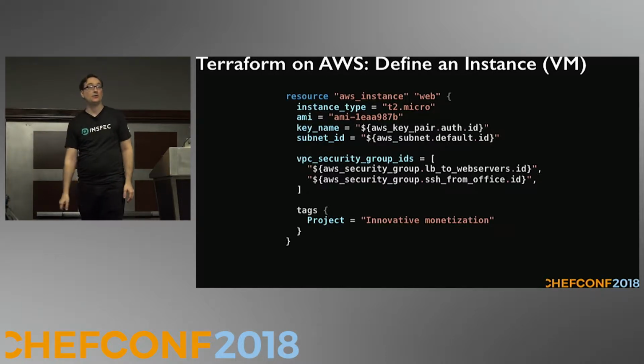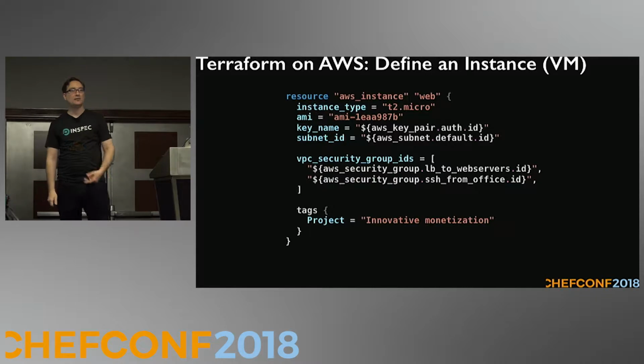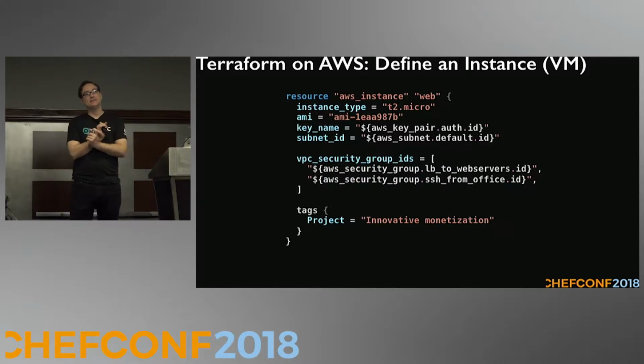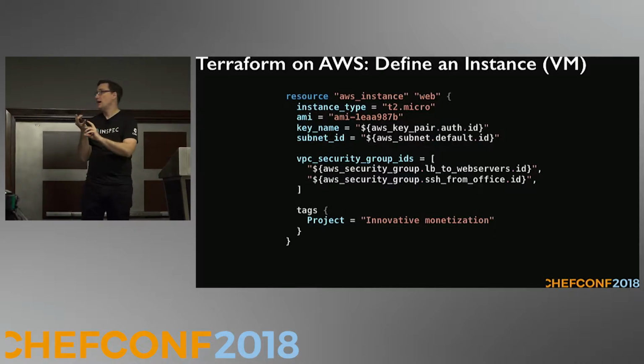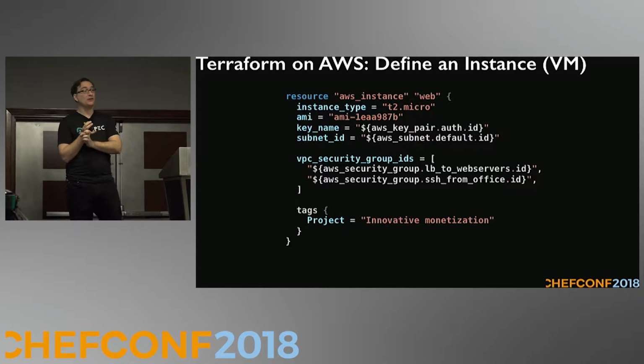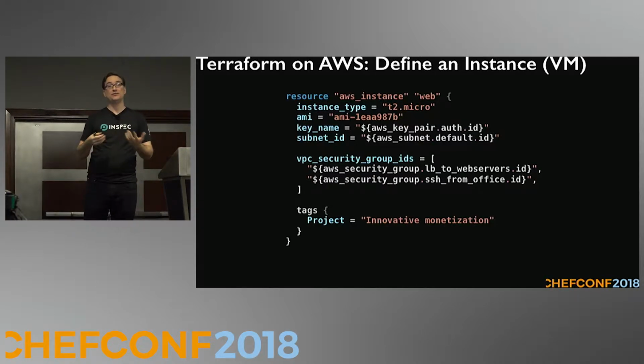Security groups in AWS are basically firewall rules. So here we're saying we need to have an instance, a virtual machine, and it needs to have firewall rules associated with it. And we're saying it has 2 sets of them. Also, it needs to have tags so that we can go find it later and explain what in the world this thing is to other people.